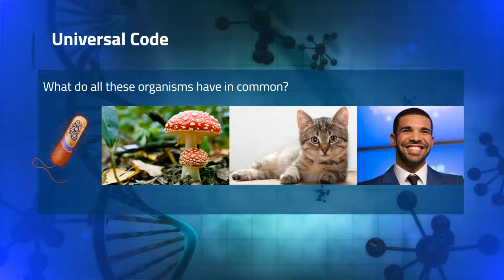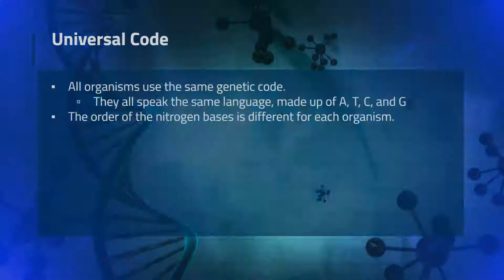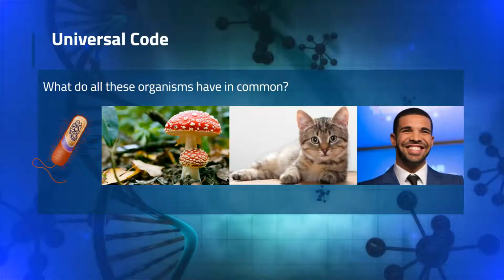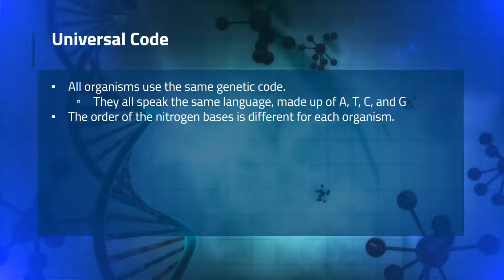However, the thing that unites them all is our genetic code. So all organisms use the same genetic code. We basically speak the same DNA language. Every single organism, from the bacterium all the way to Drake, are all made of A's, T's, C's, and G's. When you switch up the order of those nitrogen bases, you get a different organism.